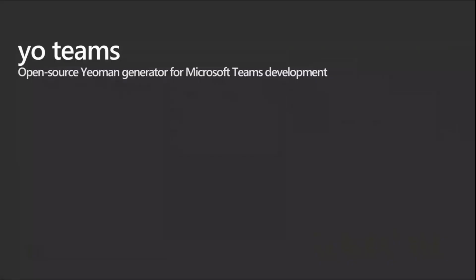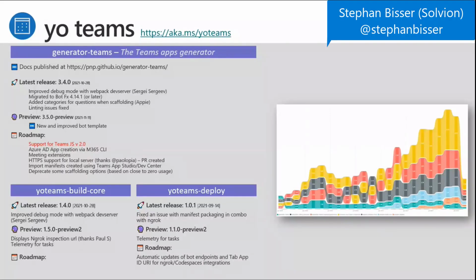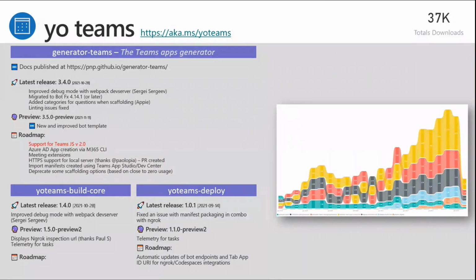That said, I think we have Stefan, who will share with us the latest news about CLI for Microsoft 365. Thanks, Paolo. Yeah, so 2 weeks ago, roughly, we released a new release 3.4.0, where we mainly had some bug fixes. We migrated to a newer version of the Bot Framework SDK and had some linting issues fixed.